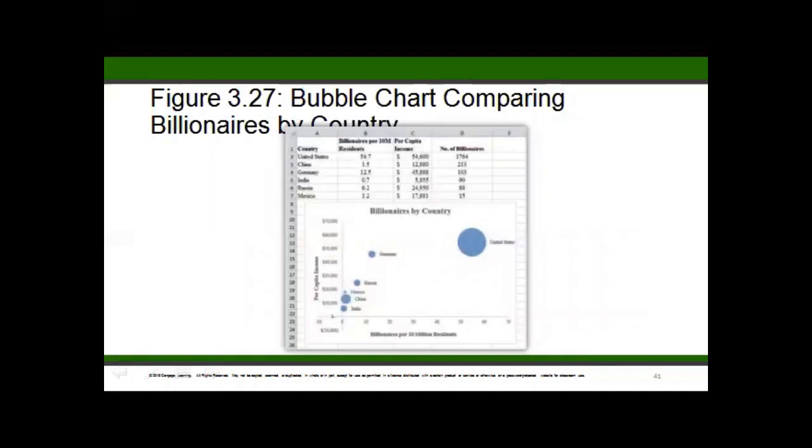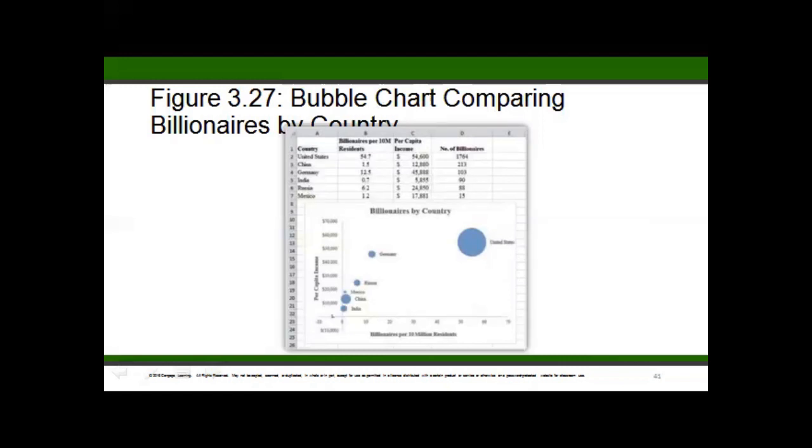The figure shows the bubble chart that has been created by Excel. Copy the sample data on billionaires from the web file Billionaires to an Excel worksheet from columns A through D and rows 1 through 7. Step 1, select cells B2 to D7.